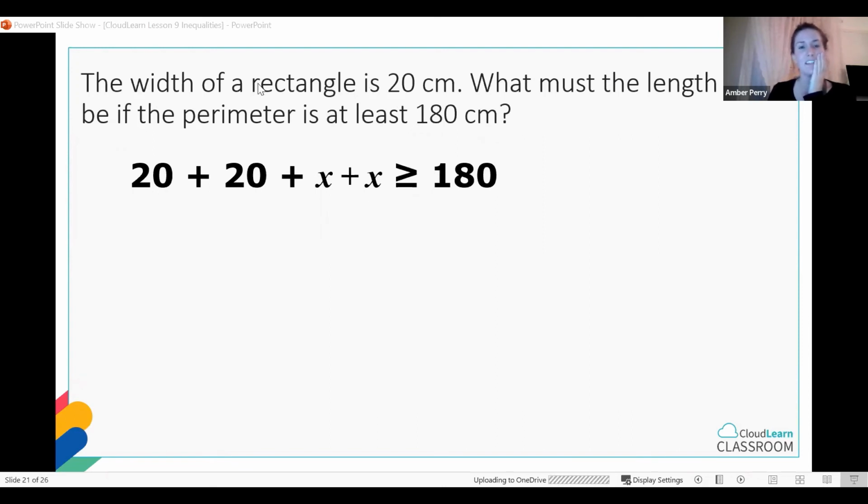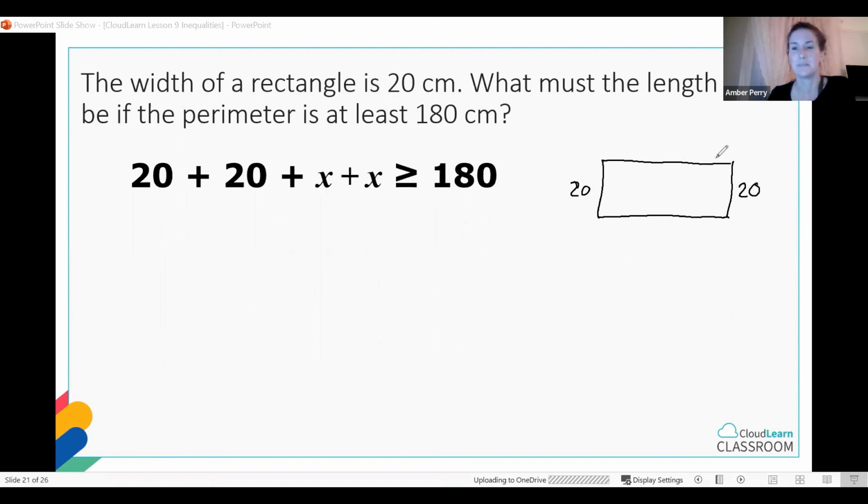Now, if you have a question like this in an exam, I'd highly recommend that you actually visualize it. I think visualizing really helps. So draw yourself a little rectangle somewhere on a bit of space on that exam paper. They'll probably have given you plenty of space to do that. Okay, so the width of the rectangle is 20. So let's put 20 on the width, and 20 is going to be on that side as well. And then we have to find what the length is.